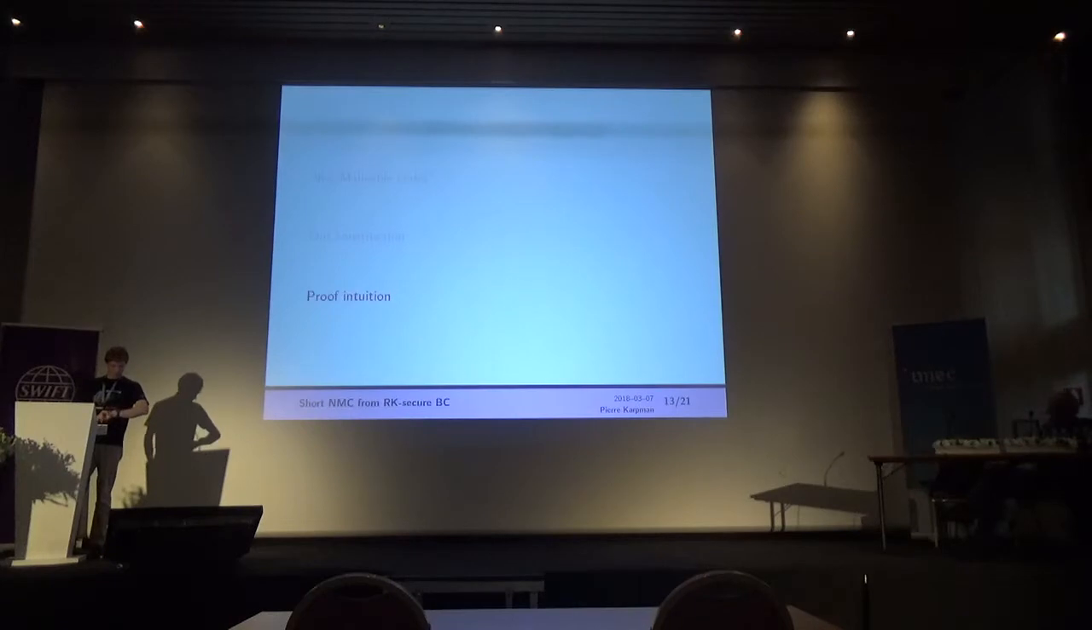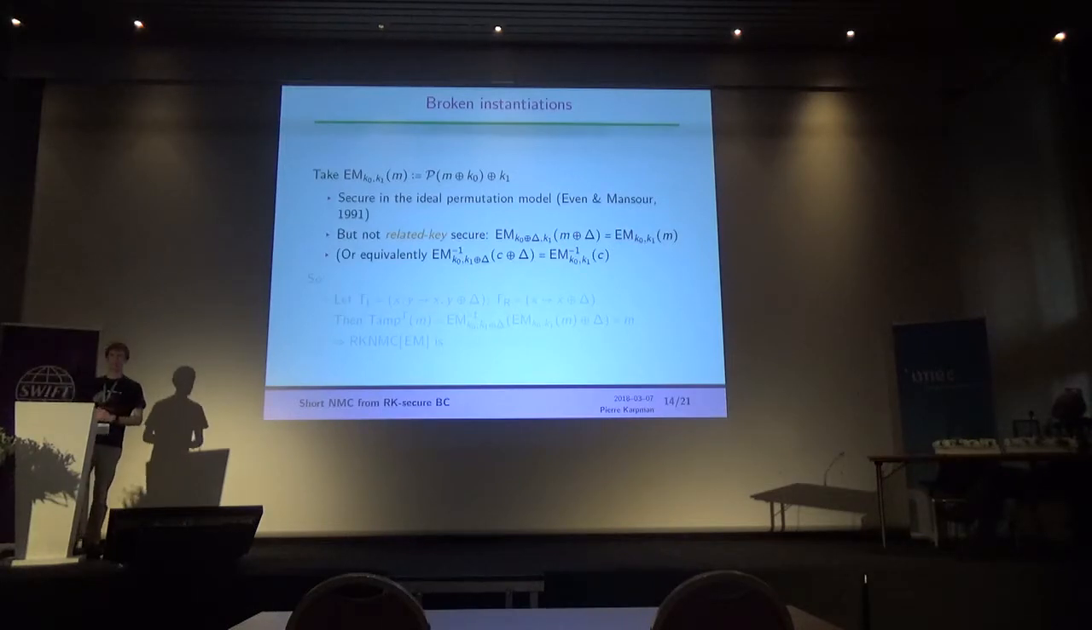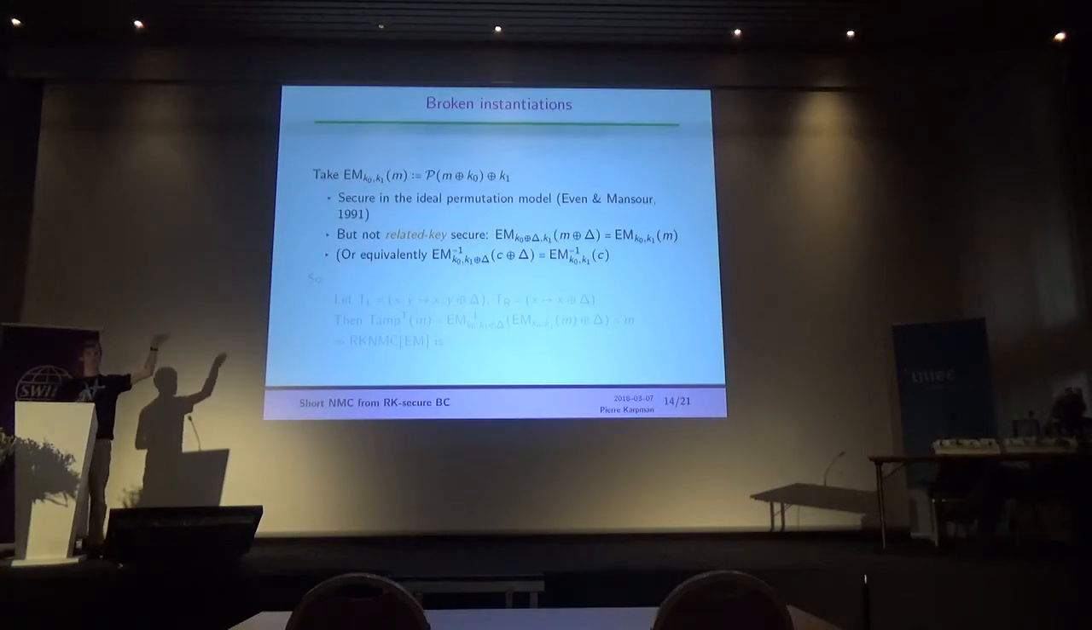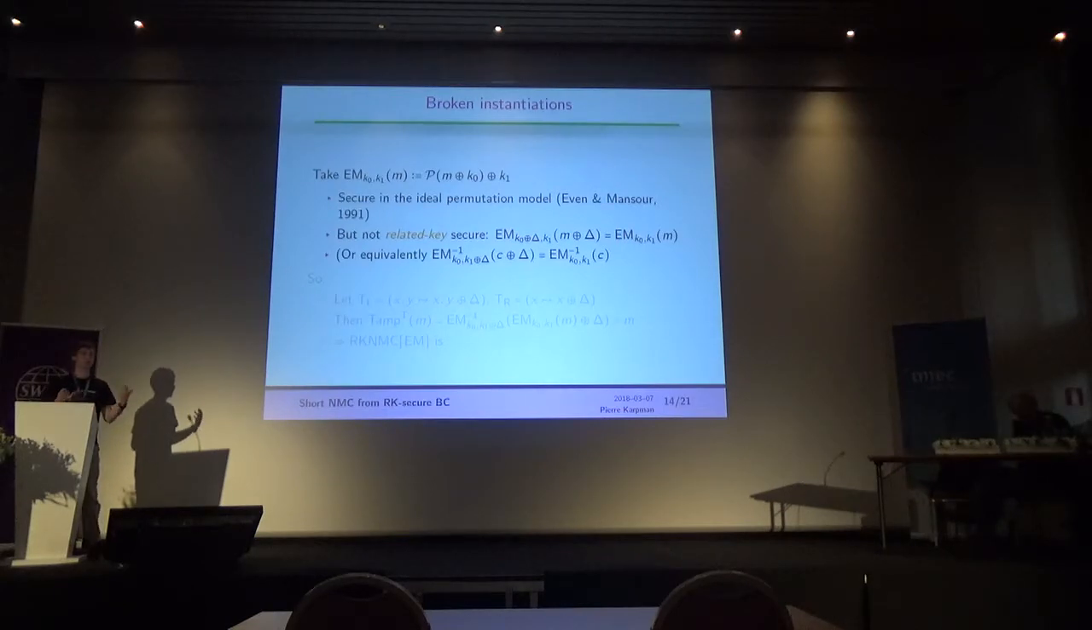So now, why does this work? First, I'll actually show what doesn't. We saw Even-Mansour just in the previous talk, and those are really bad to instantiate our construction because they have very bad related key security. At least if you just take the original scheme, where you take the message, you have the whitening input key and whitening output key. In the single key setting, this is proven secure in the ideal permutation model, but it has a very trivial and powerful related key distinguisher.